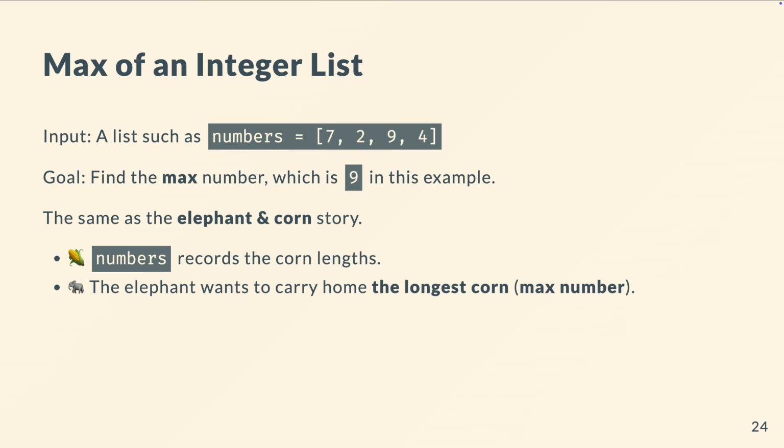Now we switch from the story back to the normal math problem. Find max of an integer list. Now let's say it in math words. We have a list called numbers containing 7, 2, 9, 4. Our goal is to find the max, which is 9 in this example. This is the same as the elephant and corn story. List numbers records the corn lengths. The elephant wants to carry home the longest corn, which is the max number.